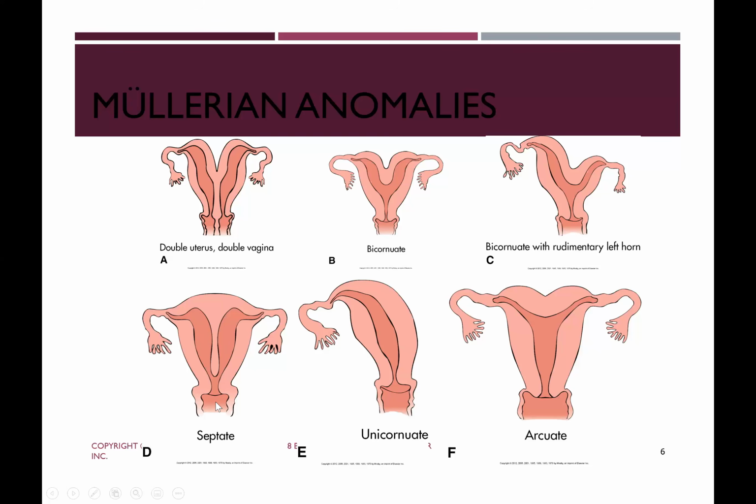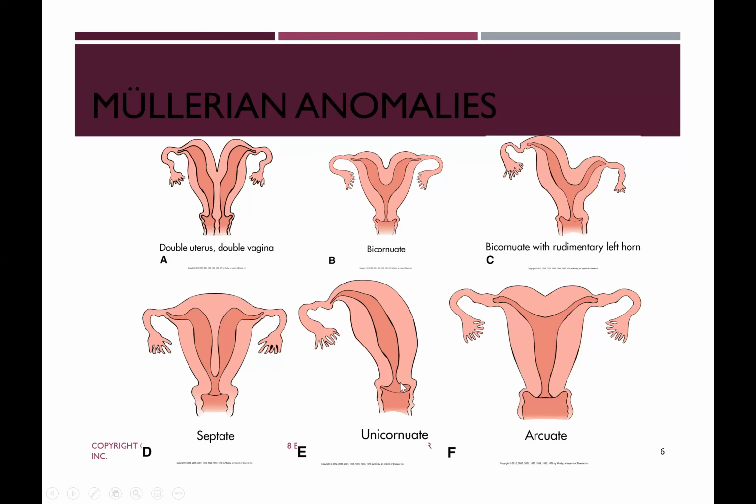So with a septate uterus, the difference between that and a bicornuate uterus is that usually the septum goes down almost all the way to the cervix here, while the bicornuate uterus has more of a nicer endometrial canal.